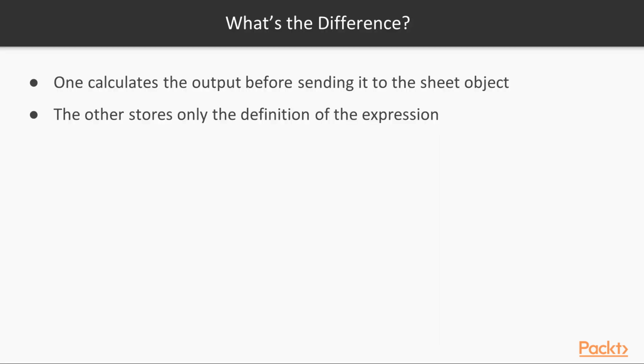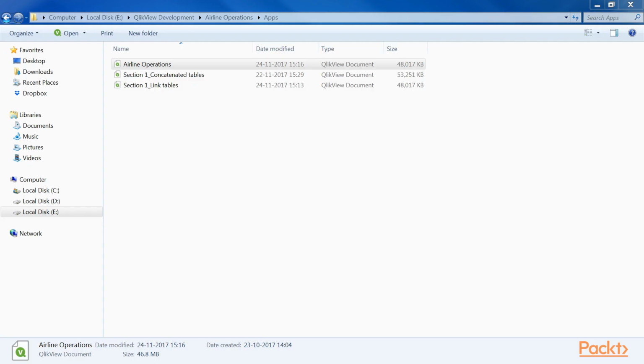The main difference between the previously mentioned options is that one calculates the output before sending it to the sheet object that makes use of the variable, whereas the other stores only the definition of the expression and the object using it is in charge of evaluating it and getting a result. Now, let's create a variable.